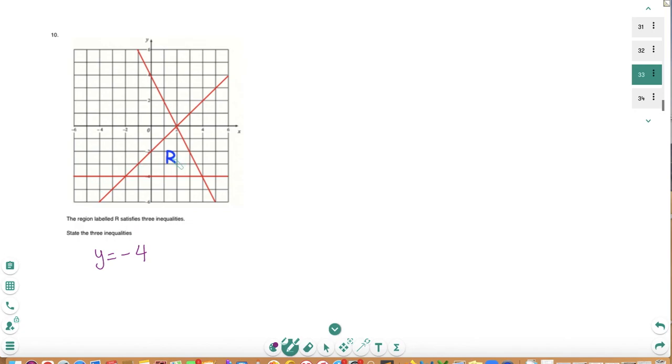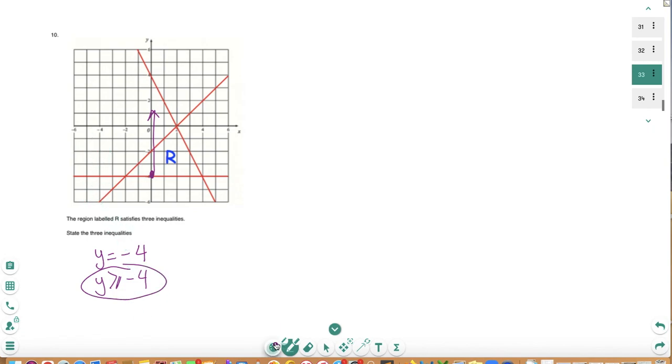Now, our region is above the line. So we want all the y coordinates above -4. So y is greater than -4. And since the line is solid, we're going to put an equals to sign. So that's 1 mark right there. Y is greater than or equal to -4.